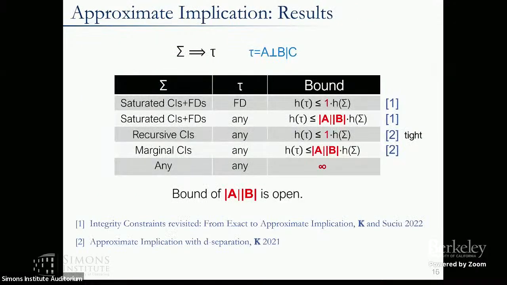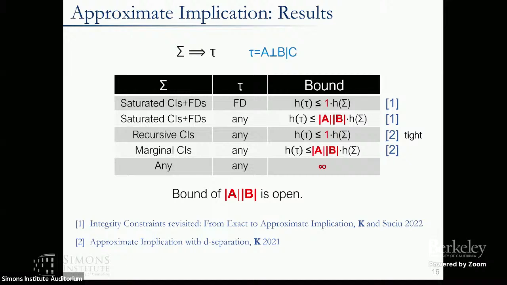So what are the results that we have? As I showed, we need to make some assumptions on sigma and tau in order to be able to say something about this. The results we have are as follows. If sigma is a set of saturated conditional independencies and functional dependencies, and tau is a functional dependency, then we have this inequality, basically with a lambda that is equal to 1.